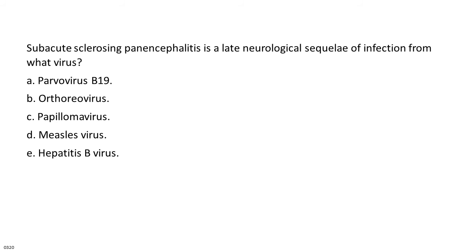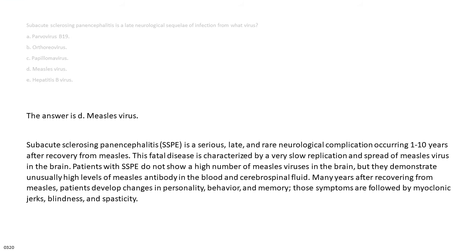Subacute sclerosing panencephalitis is a late neurological sequela of infection from what virus? A. Parvovirus B19. B. Arthrovirus. C. Papillomavirus. D. Measles virus. E. Hepatitis B virus. The answer is D. Measles virus.